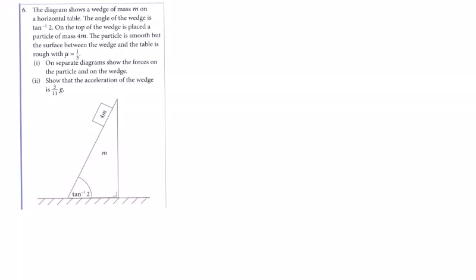The diagram shows a wedge of mass m in here, and the particle here 4m. So we're asked to show in separate diagrams the forces on the particle and the wedge, and we have got friction for the first time in these questions here. Mu is a third.